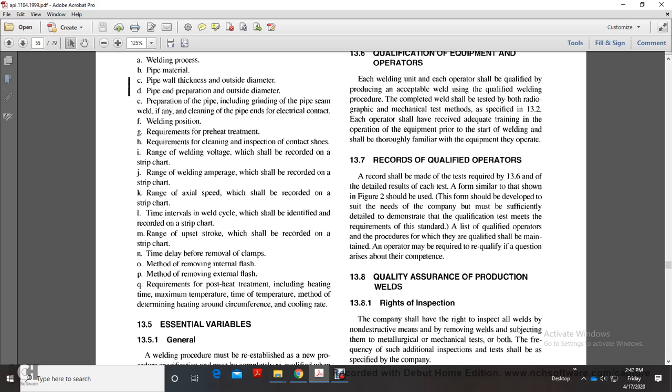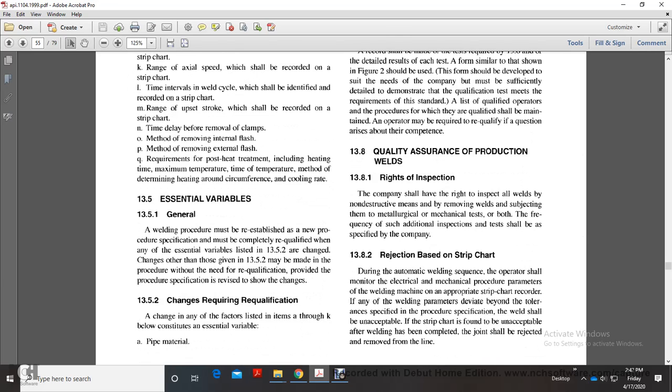Alright, 13.7, records of qualified operators. A record of the qualified operator's tests shall be made with the detailed results of each test required in 13.6. A form similar to that shown in Figure 2 shall be used. The form shall be developed to suit the needs of the company and must contain sufficient detail to demonstrate the qualification test method. The requirements of the standard, listing qualified operators and the procedures for which they are qualified, shall be maintained, and an operator is required to requalify if a question arises about their competency.